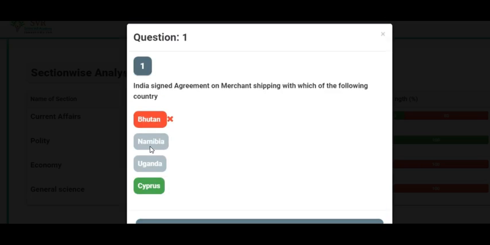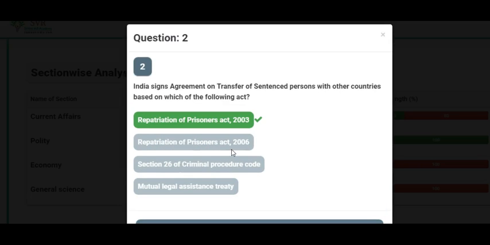In the polity, it is answered correctly. The question says that India signs agreement on transfer of sentenced persons with which of the countries through the following act. So India signs agreement on transfer of sentenced persons with many countries. On the basis of which of the following acts is the agreement signed? The answer is the Repatriation of Prisoners Act 2003.